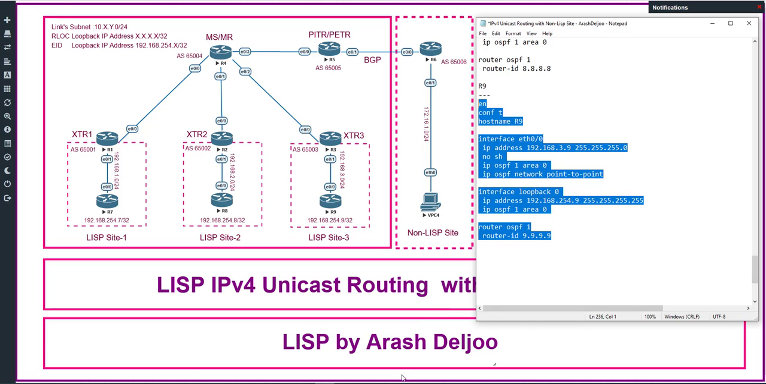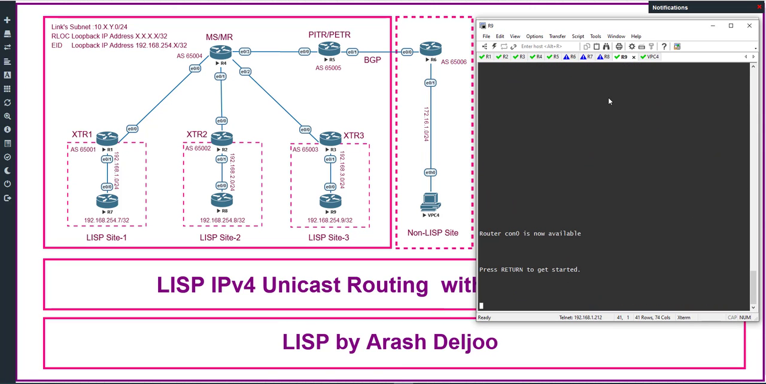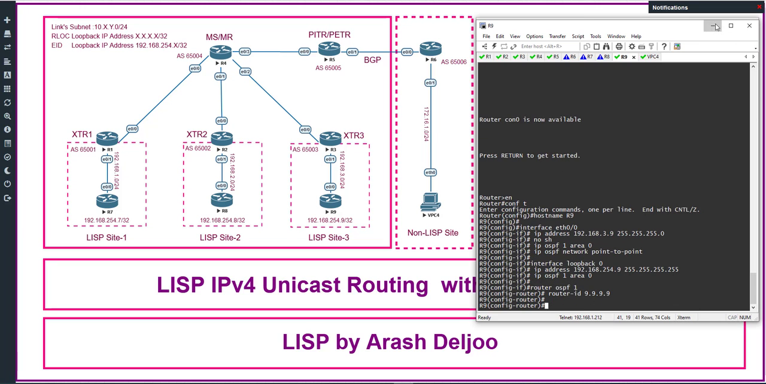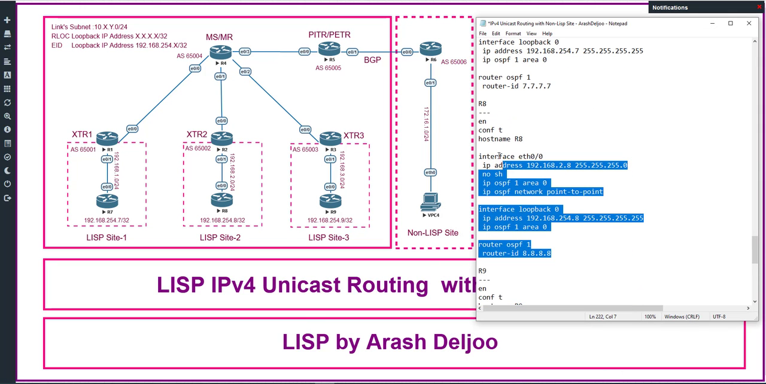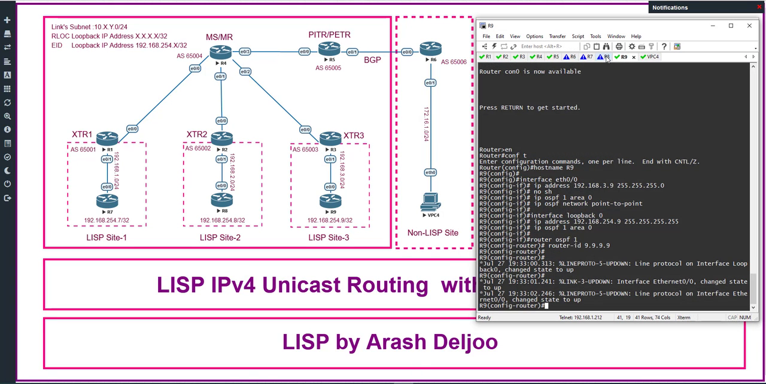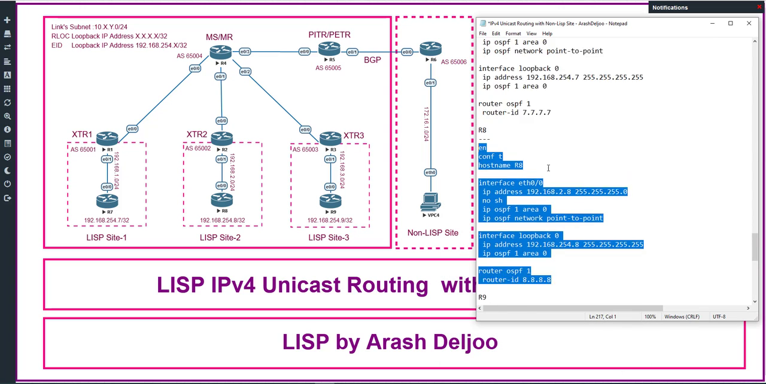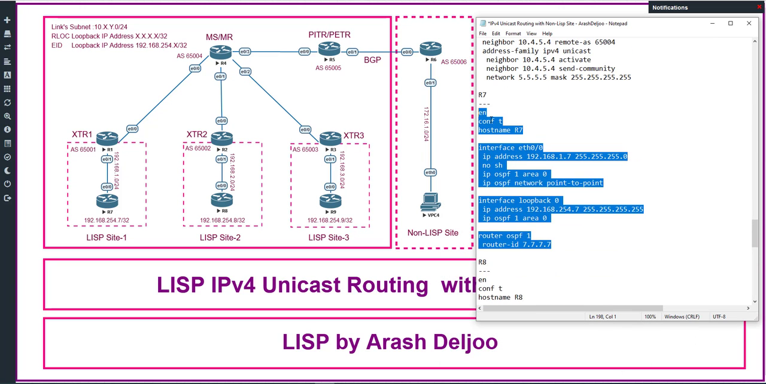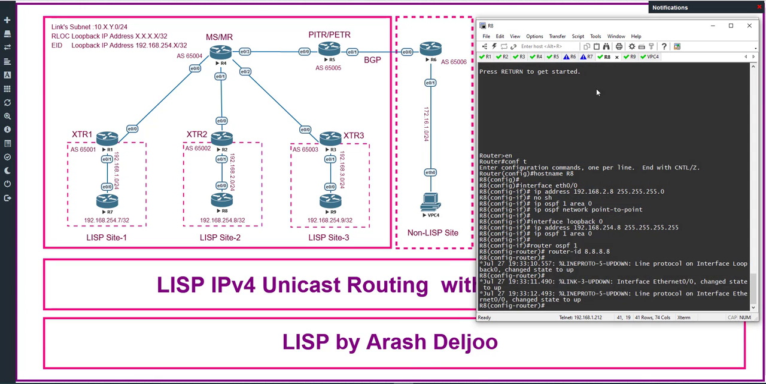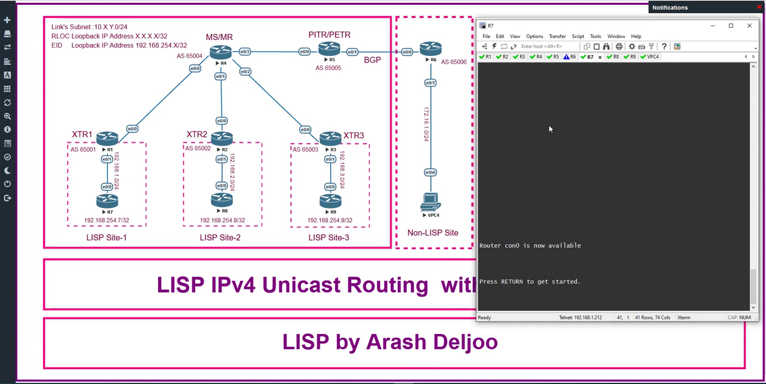First, R9, this is the configuration of the R9, and pasting on the R9 CLI, the first router. After that, we can copy the configuration of R8, and then paste on the R8 CLI. This is the R8 CLI. Let me copy this configuration here. After that, we need to copy the configuration of R7, and then paste on the R7 CLI.